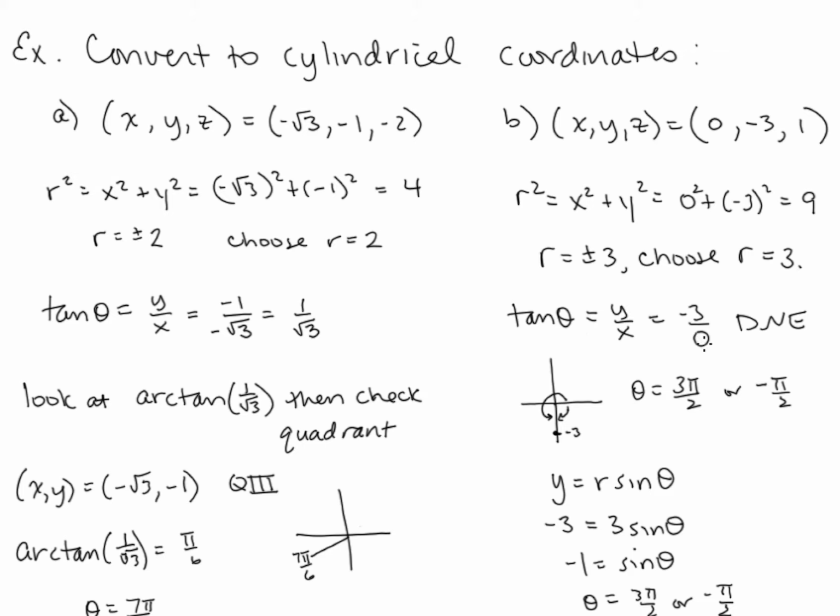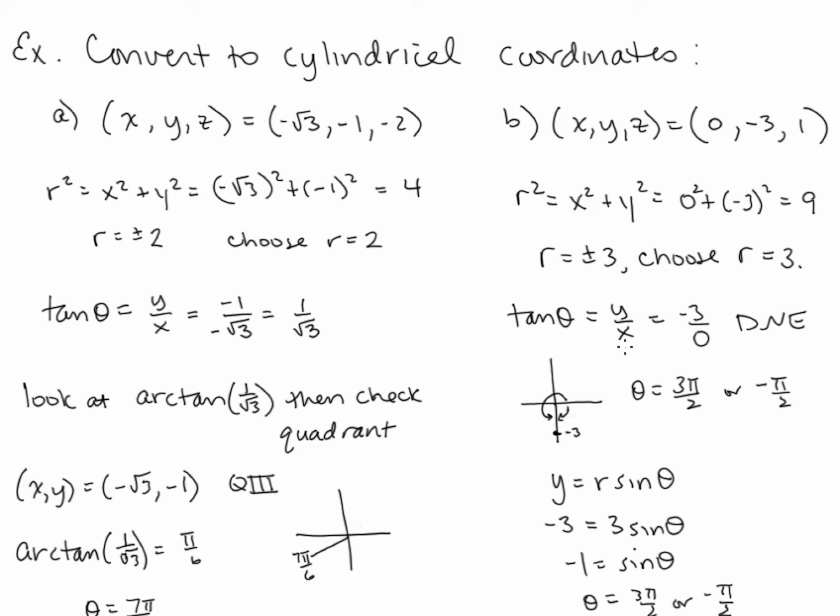Now, we can't use tan theta equals y over x in this case because x is equal to 0, and this does not exist. So let's take a closer look at our point and find our theta value. Here we have x, y as 0, negative 3. 0, negative 3 is this point down here. So how can we represent theta for this point? Well, we could either represent it as 3 pi over 2 or negative pi over 2.